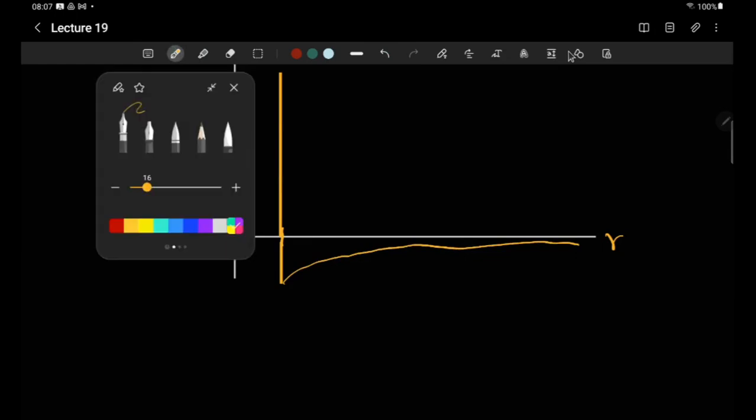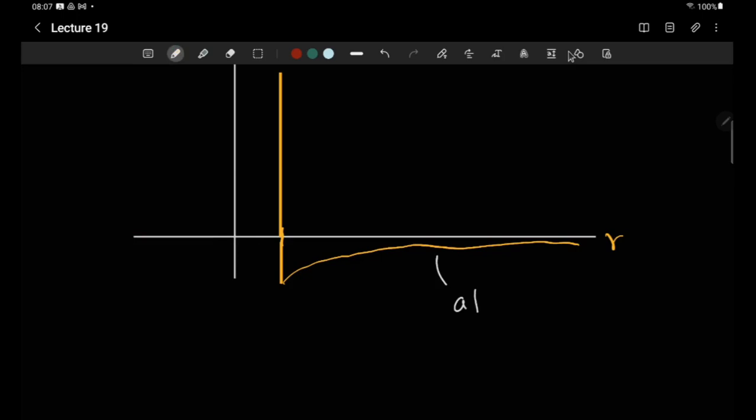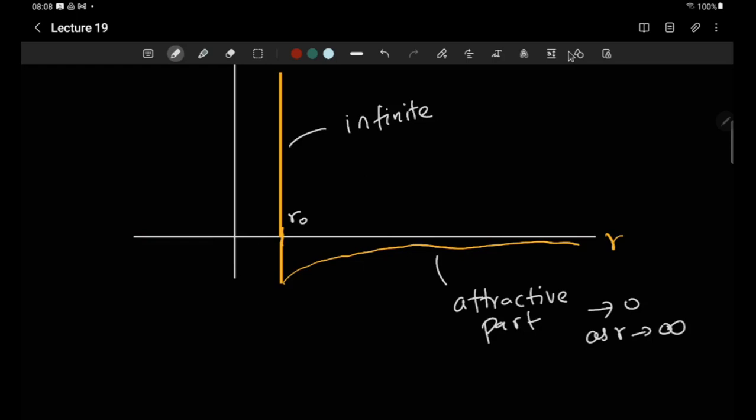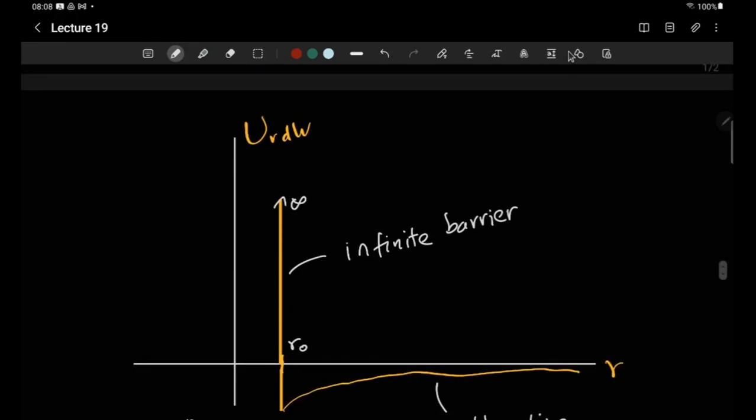Some features are that this is the attractive part, and it goes to 0 as r tends to infinity. And this is a barrier, so this was r naught. So there's an infinite barrier. This says that two particles cannot come closer than some separation r naught. If you picture them as two balls, then this distance can be thought of as r naught. They can't come any closer. So this is off to infinity out here. Is this clear? This is the van der Waals potential. We won't need much details beyond this.